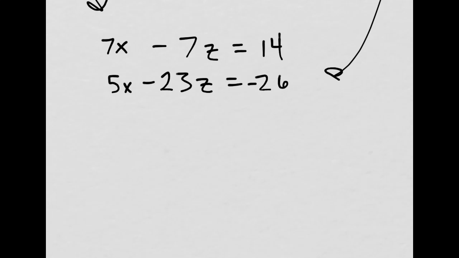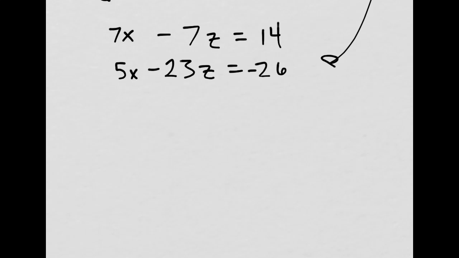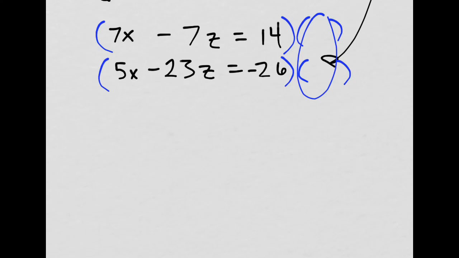I would choose to eliminate the x's, because if I try to eliminate the z's, I would have to multiply by a 23, and that just will make everything really, really large. I feel like the numbers are going to get a little bit big anyway, but it's not too bad. Like it won't matter that much. And I have to make one of the numbers that I'm multiplying negative, because the signs for the x's, they're both positive right now.